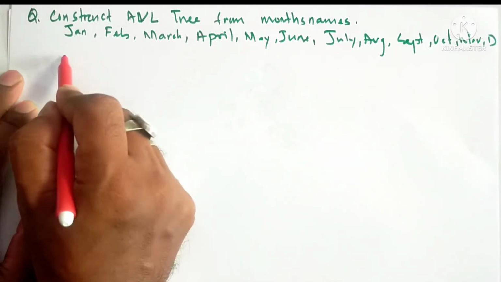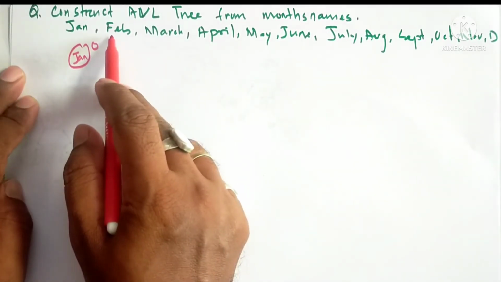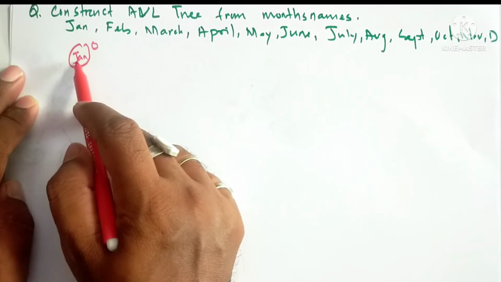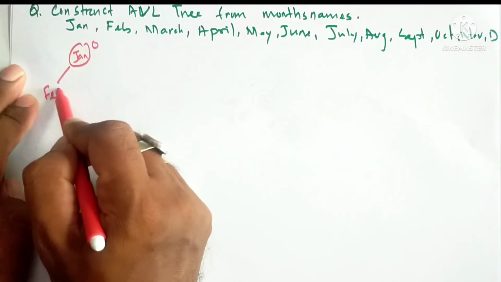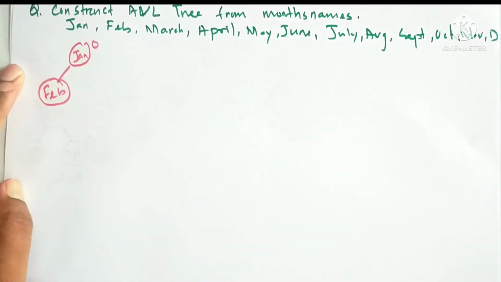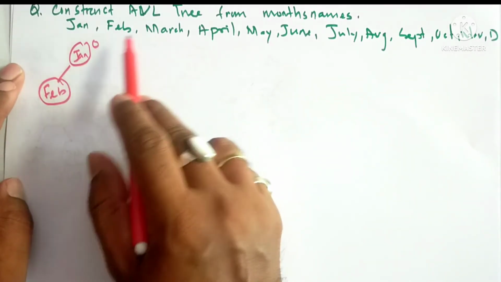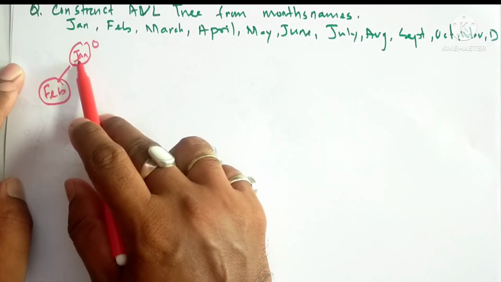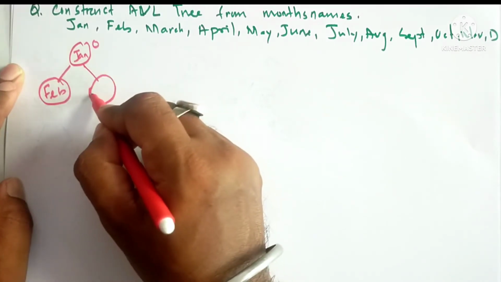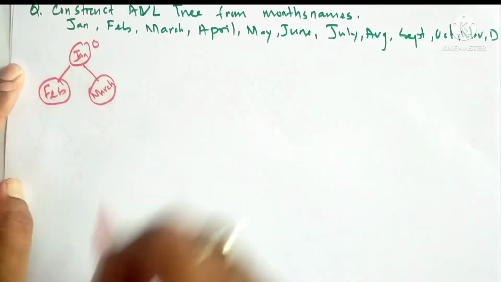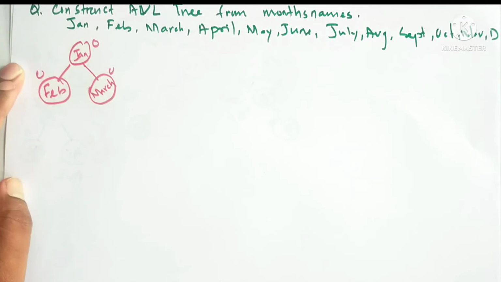So the first is January, we insert it here. January, balance factor 0. So no issue, we can insert February. F and J, so I will insert it on the left side. So February is inserted here. Then is March. M is greater than J by ASCII value, so M is larger, so we'll place it here. March is placed here. And the balance factors will be 0, 0, and January's balance factor will also be 0.